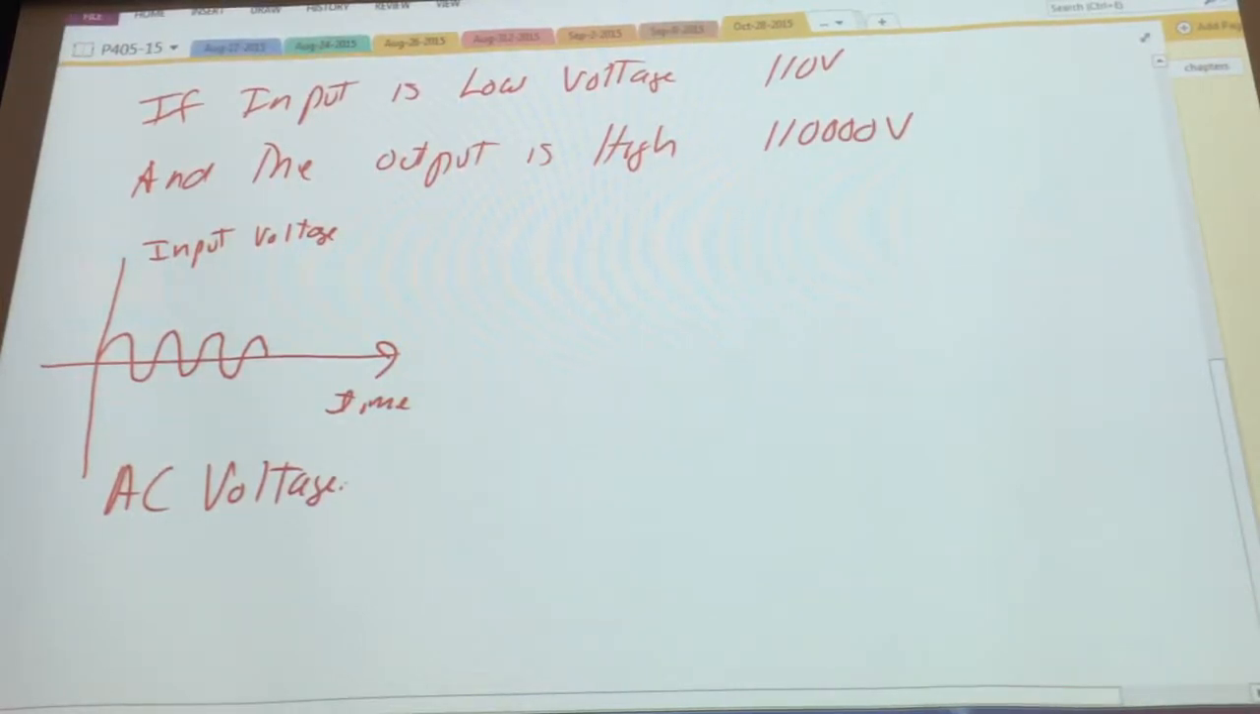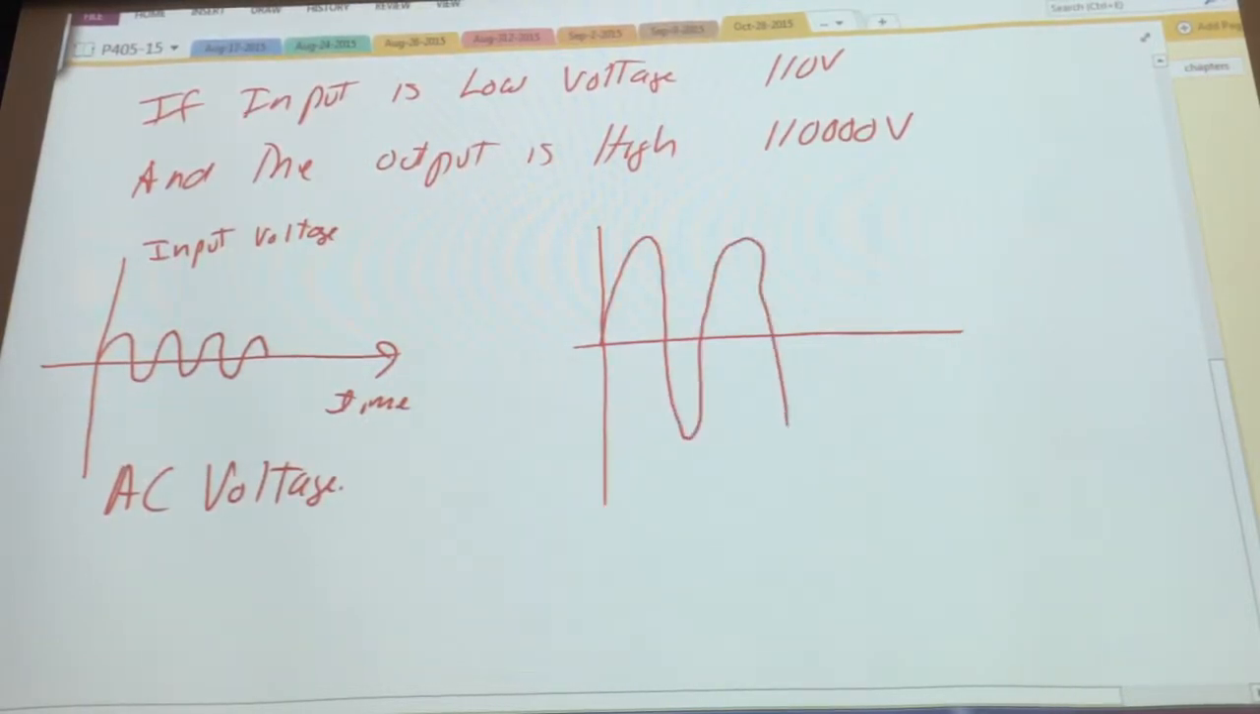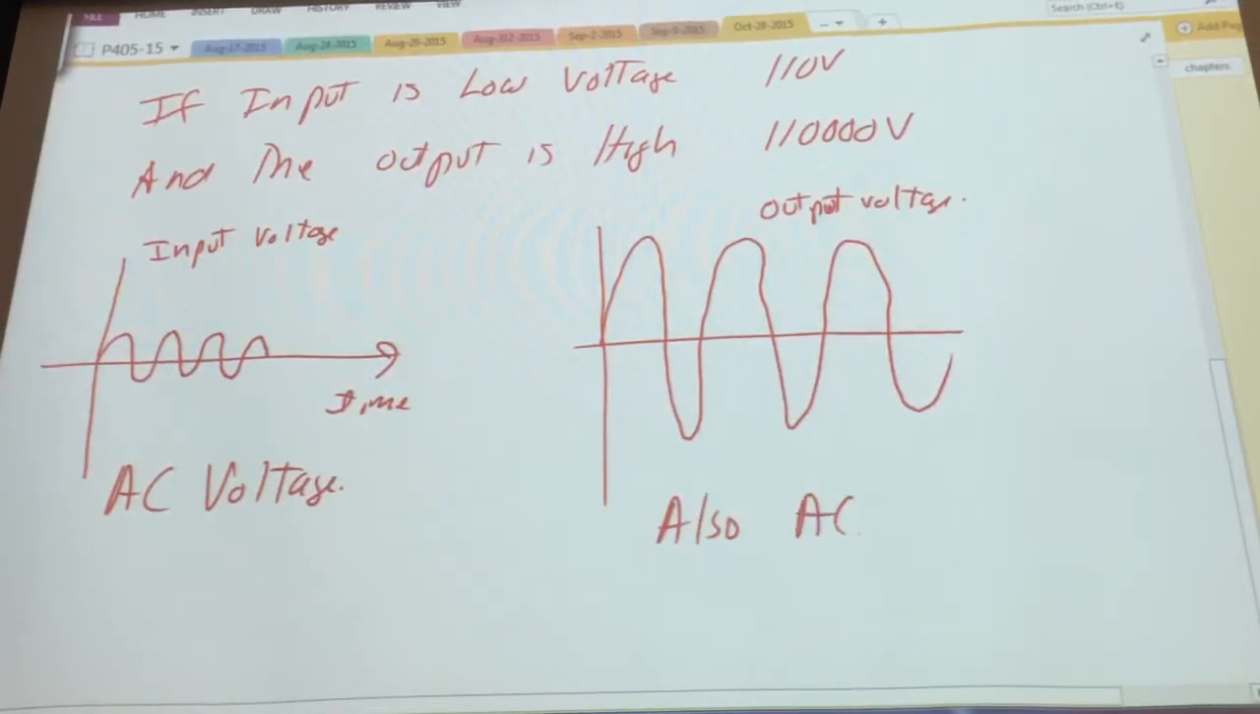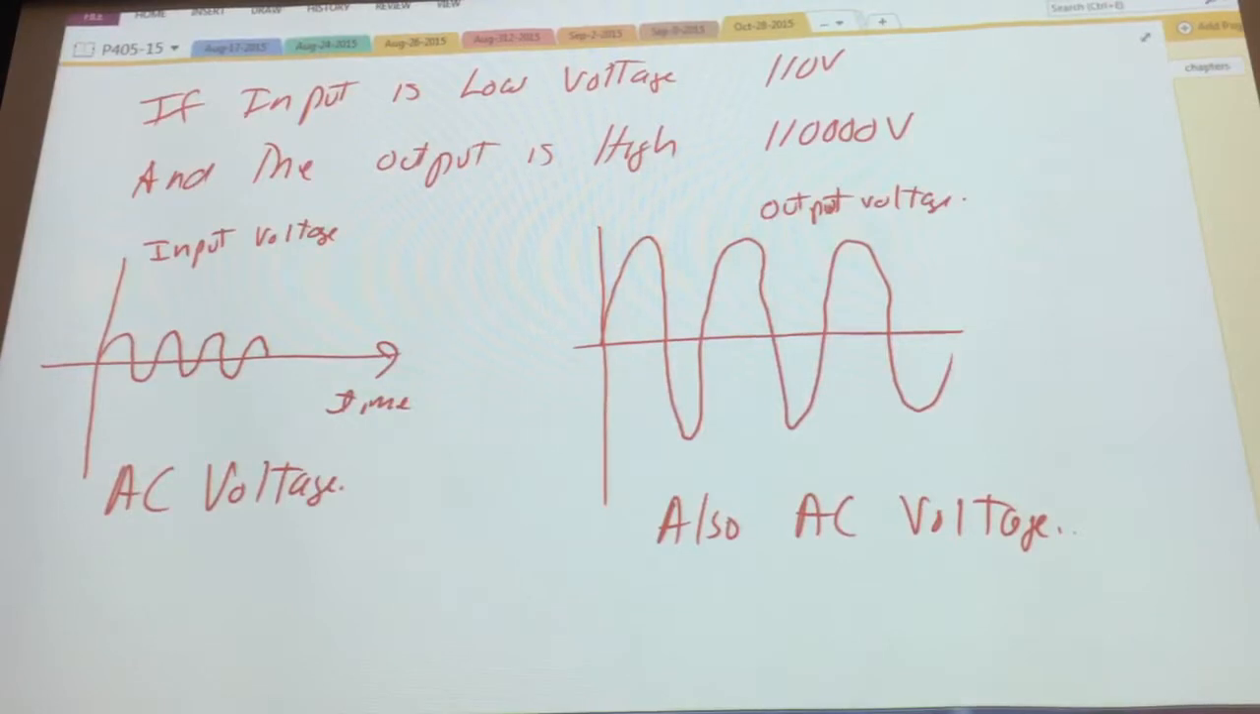That makes some sense. And the output is much larger voltage. Obviously I can't draw it to scale, but there you go. That's the idea. So my point here is that you start with alternating voltage going in and going out. You still get alternating voltage, you just get bigger, or in this case bigger anyway. Does that make some sense?